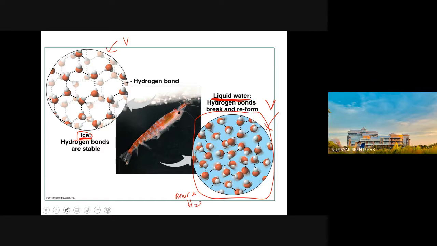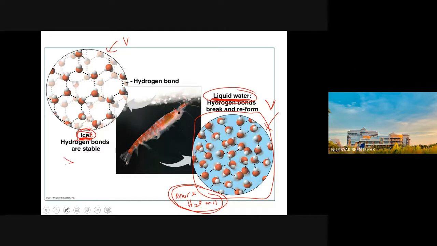water molecules, because the water molecules can freely move from each other, and there is high frequency for the formation of hydrogen bonds and for the breaking of hydrogen bonds between the water molecules. So high frequency of hydrogen bonds to break and reform. So there will be more water molecules available in the liquid state as compared to the water molecule arrangement in the solid state, in the ice state.